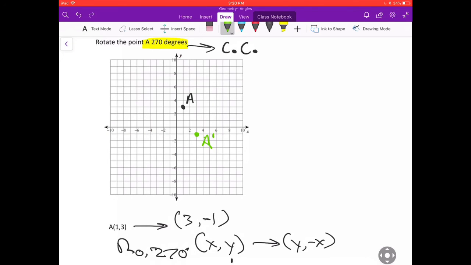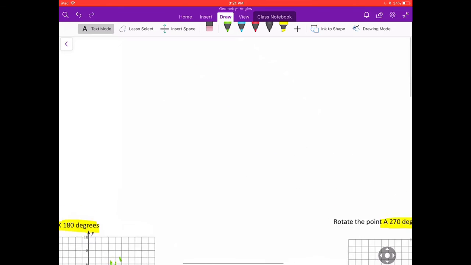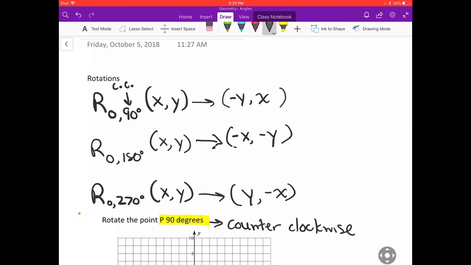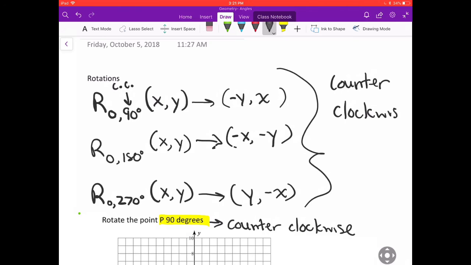So this is how you use all three formulas. These are all for counterclockwise rotations. The only time you're going to use a different formula or we're going to talk about something different is if it's clockwise. We're going to discuss that more in class. So if they ask you for a rotation and they don't tell you what direction it goes in, that means that it must be counterclockwise, and you are allowed to use one of the three formulas over here that we started with. All three of these formulas are for counterclockwise rotations.